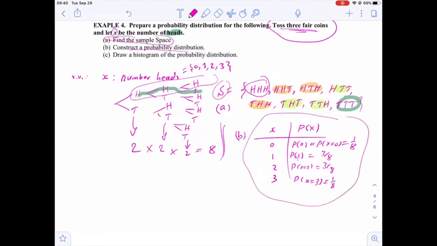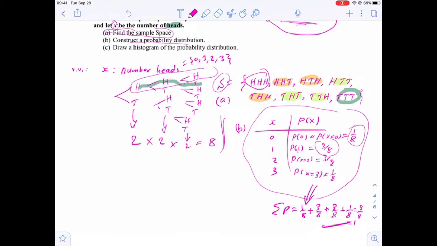As we can see, the sum of these distributions, for example here, the sum of the probabilities is equal to 1. 1/8 plus 3/8 plus 3/8 plus 1/8, and that's 8/8, which is equal to 1. So the sum is equal to 1, and each probability is less than 1. That's clear by just looking at these fractions.